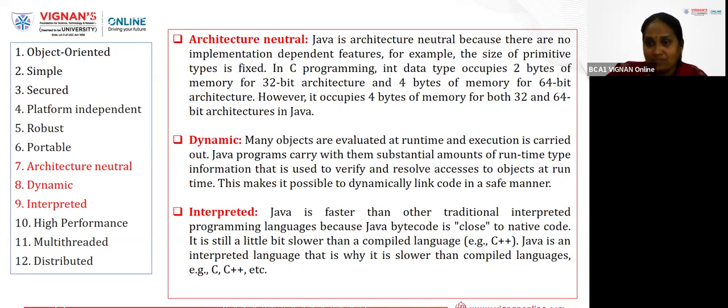And dynamic, it is evaluated at runtime and execution is carried out. So not only at compile time, at runtime the program can also be evaluated. So that's why we can call it a dynamic language. And it is an interpreted language, right? Interpreted language means it is not a compiled language. C is a compiled language. We can execute C programs in a compiler, right? But Java is an interpreted language, right?